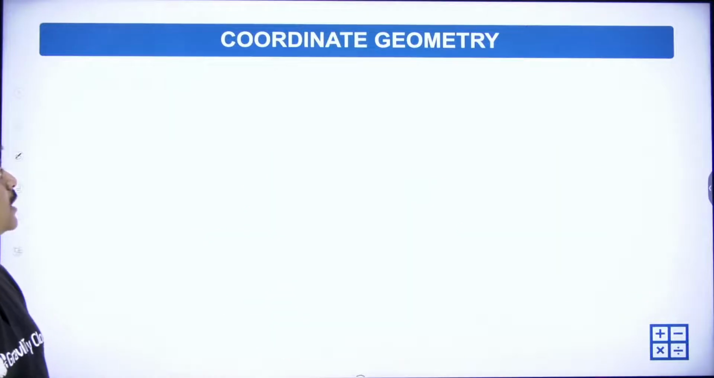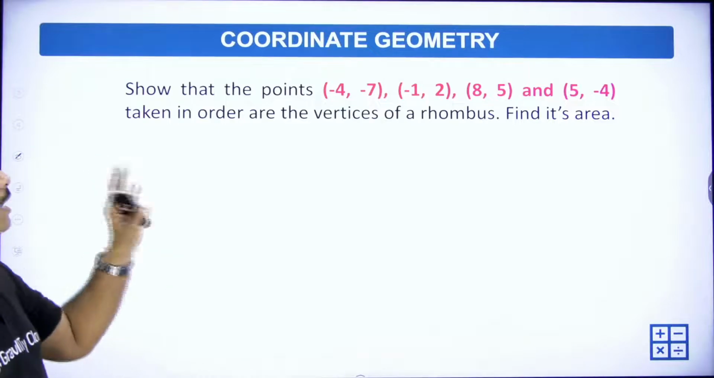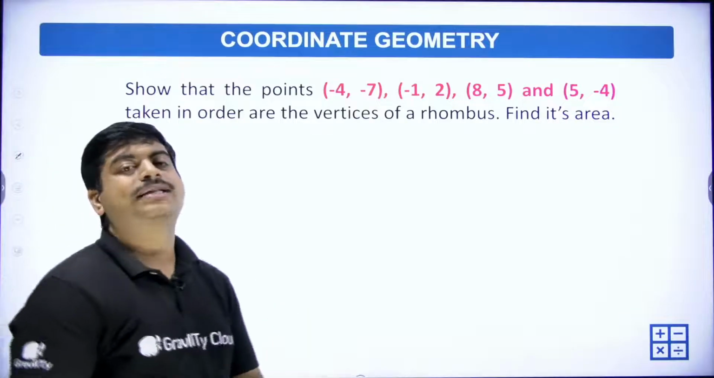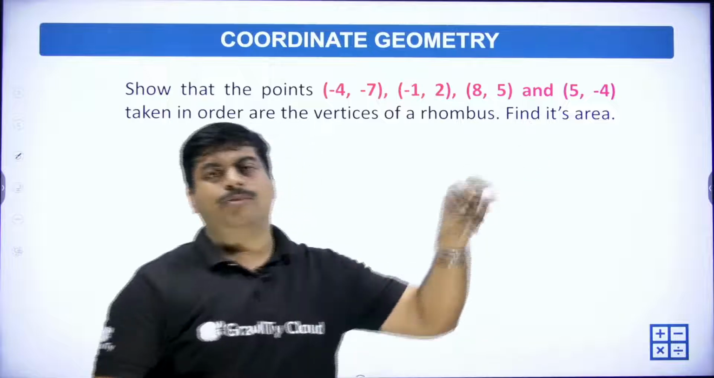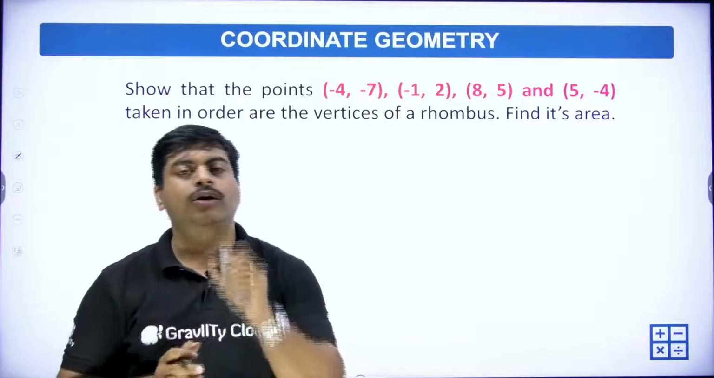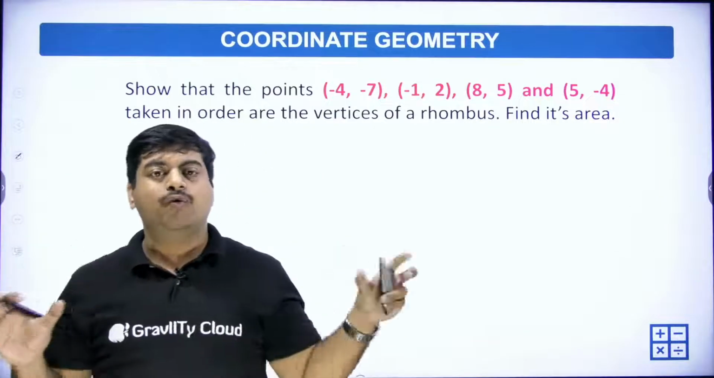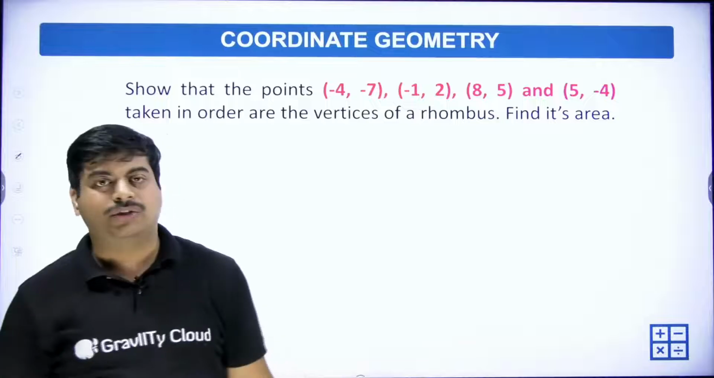Okay. So what is the next one? Show that the points taken in order are the vertices of a rhombus. Find its area. We'll discuss area later. But find whether it is a rhombus or not. What do you mean by rhombus and how can you differentiate between a rhombus and other quadrilaterals? That we are going to discuss first of all.